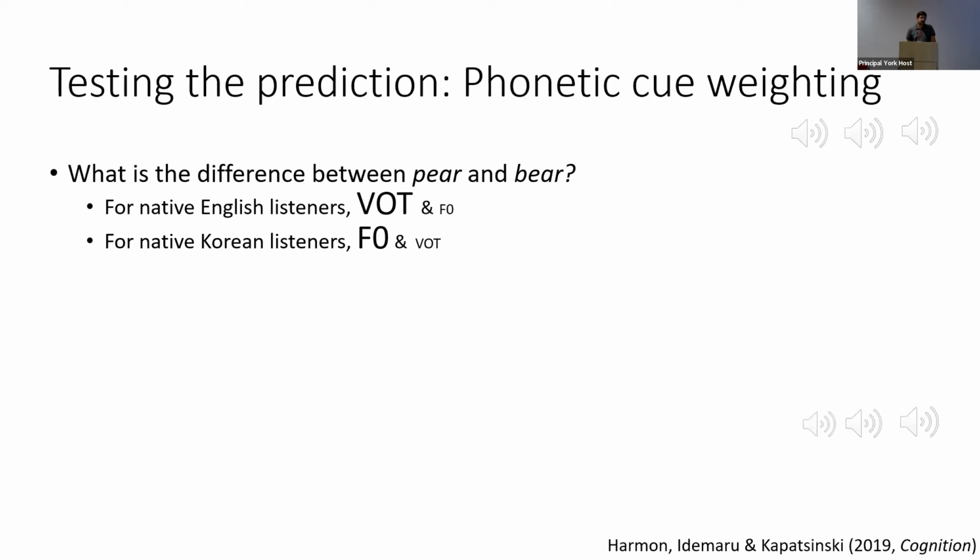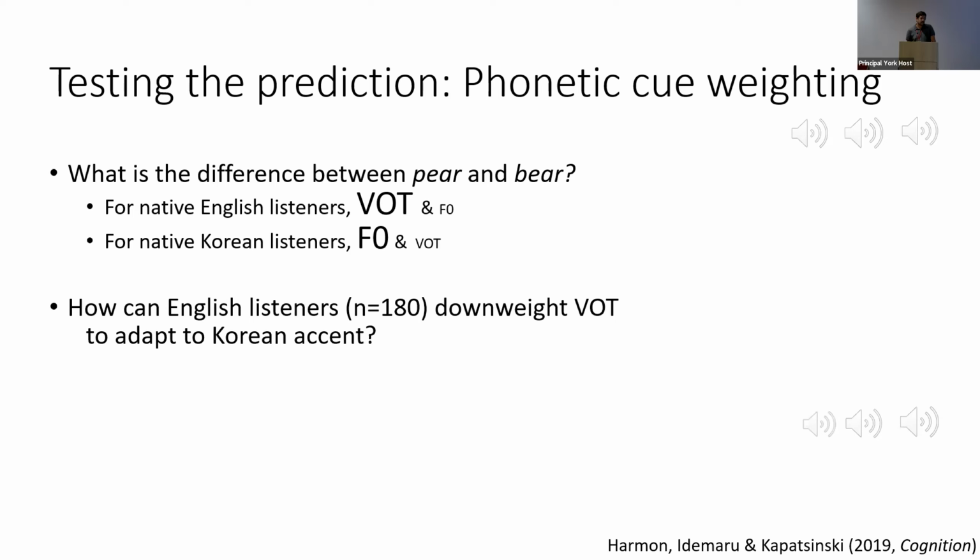So that is basically weighting the cues that define, for example, the difference between the word pair and the word bear. If you look at English native listeners, they will primarily rely on an acoustic dimension called voice onset time, or VOT, whereas native Korean listeners will rely primarily on F0, a different acoustic dimension, which is basically pitch at the beginning of the next vowel. So in this 2019 paper, we asked how we can turn English listeners into Koreans. Or, in other words, how can we make them downweight VOT to adapt to, for example, Korean-accented English?